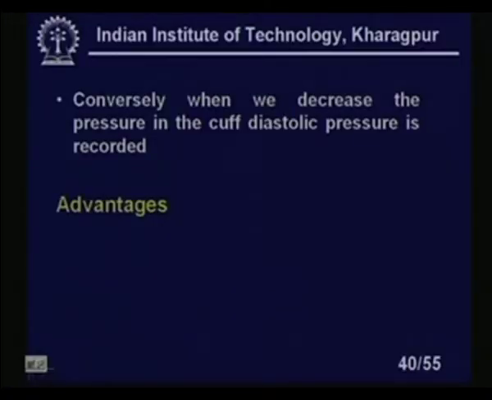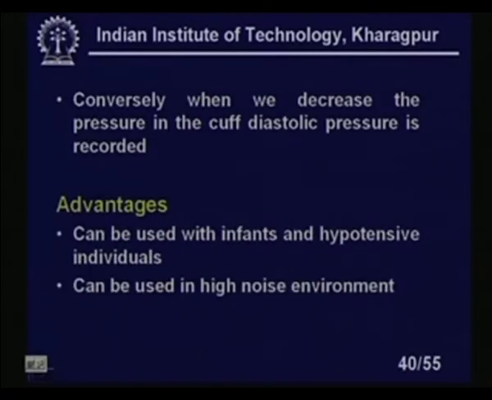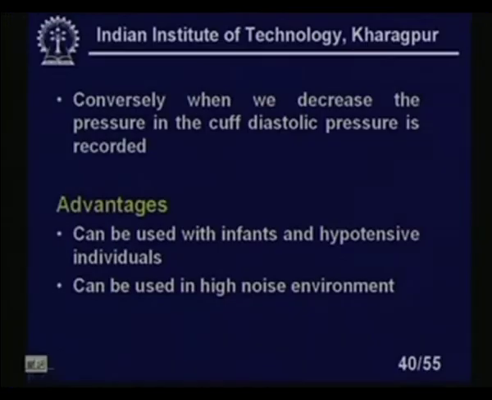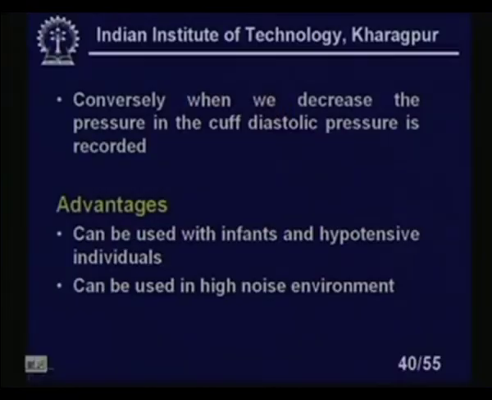Now, what is the advantage of this system? There are some disadvantages also. Let us first look at the advantage. It can be used with infants and hypotensive individuals, and persons with high blood pressures. As you know, for a healthy person the blood pressure should be within 80 to 120, right. But some people have very high blood pressure, so for that type of patients we can use it. Also, it can be used for infants.